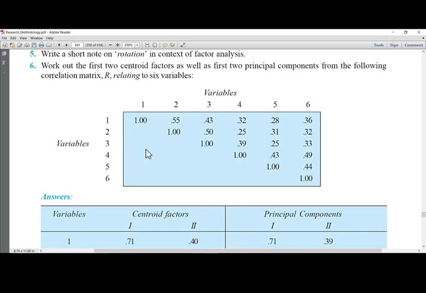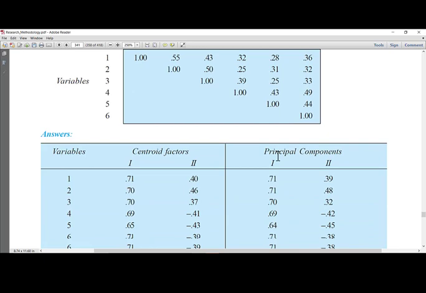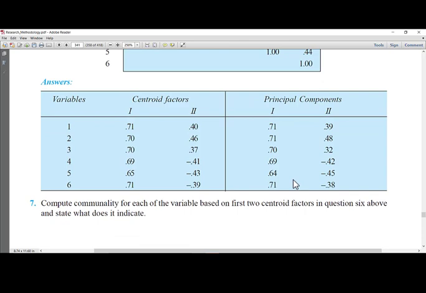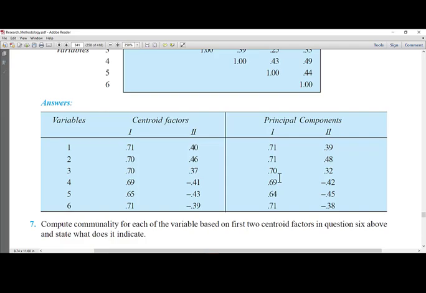So, based on this correlation matrix, there are 6 variables. You calculate 2 centroid factors. Here the answer is given. You can tally your answers with this. Similarly, you calculate the principal components. Here answers are given. You can carry on the exercise and compare your answers with the answers given in this chapter. And here I want to show you a chart.